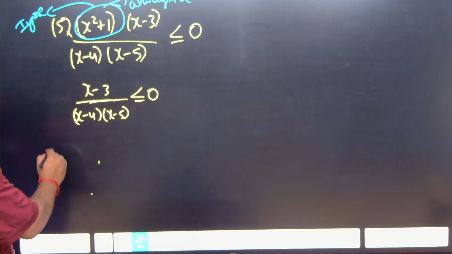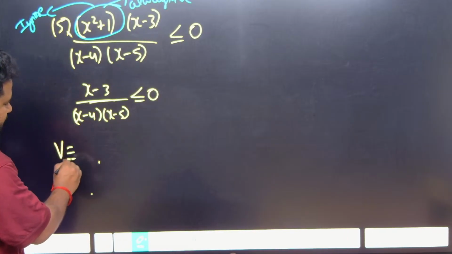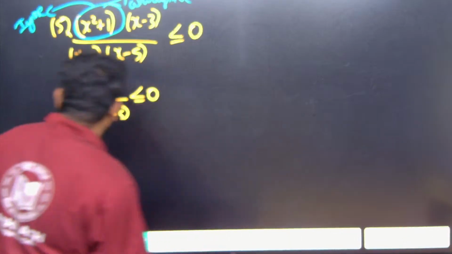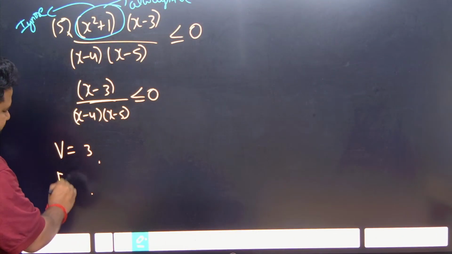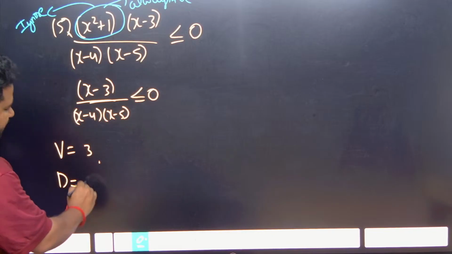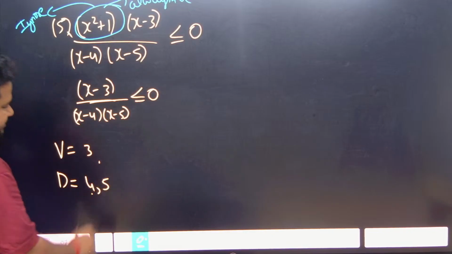So what we are having? Vanishing points. In the numerator, what can I write? x minus 3, if I equate to 0, I will get 3. Denominator, discontinuous points. If I equate to 0, I will get 4 and 5 as the discontinuous points.